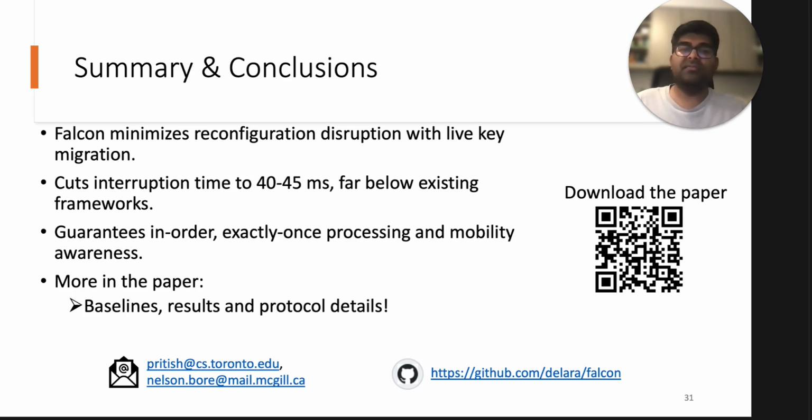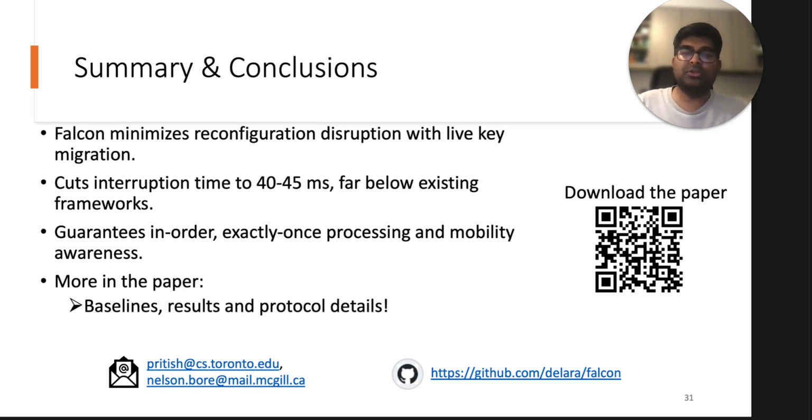In conclusion, Falcon proposes a novel key migration protocol to minimize the processing interruption during application reconfiguration. Using this, it is able to bring down the interruption to 40 to 45 milliseconds, which is 2 to 4 orders of magnitude better than the existing frameworks. While achieving this performance, Falcon also guarantees in order and exactly once processing and supports seamless mobility of data sources.